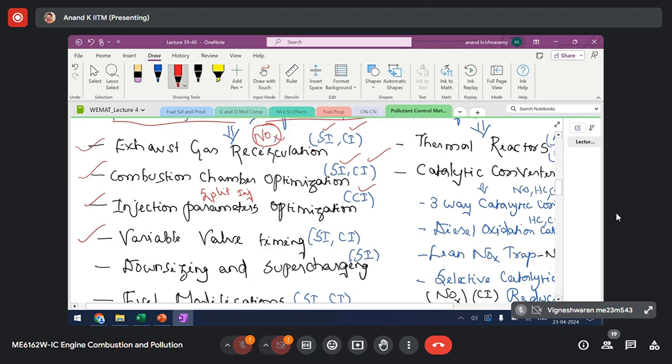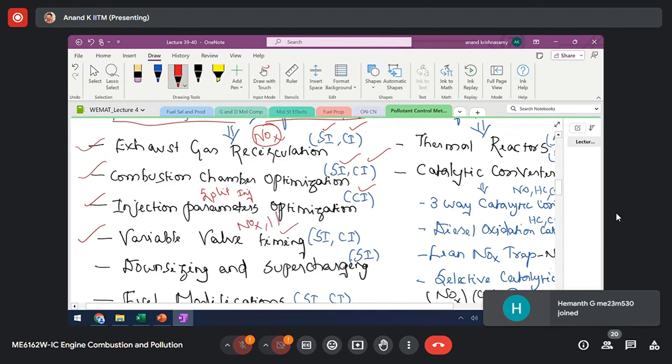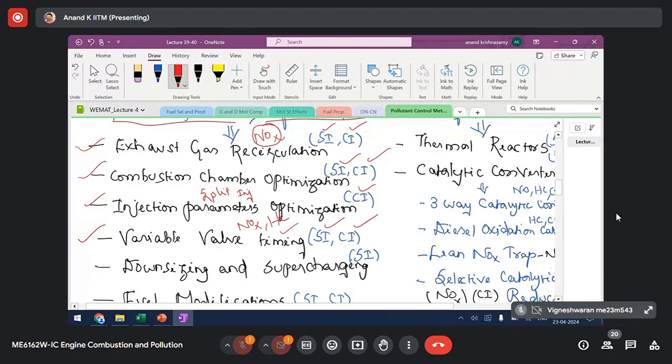Next one is a design-based option, variable valve timing. You can design a system that can vary the timing of the valve. When I say valve timing, it is the intake and exhaust valve open and close timing. You can use a variable valve timing system wherein you can change the timing of the intake and exhaust valve when the engine is running. This is what I mean by variable valve timing, and this method is also found to be effective to control both NOx and HC. I will talk about it, and this can be adapted both for SI engine and CI engine. This is also an effective method to control primary pollutants like NOx and HC for SI and CI engine.